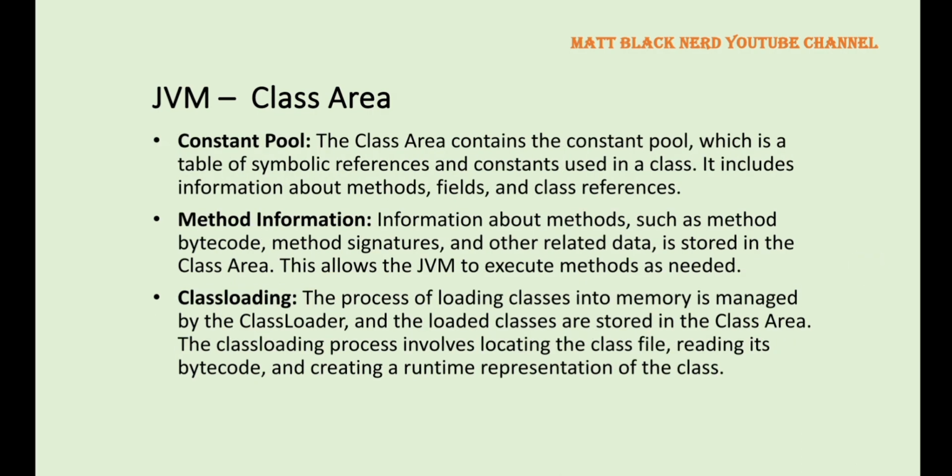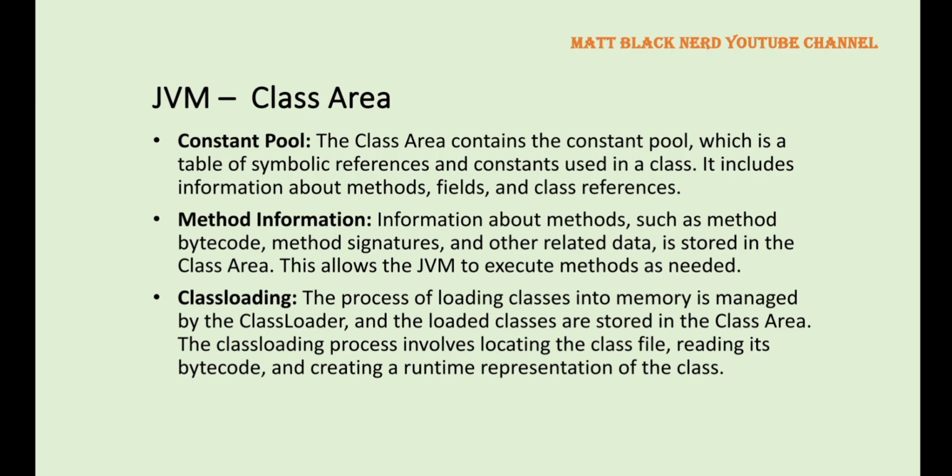Constant pool. The class area contains the constant pool, which is a table of symbolic references and constants used in a class. It includes information about methods, fields, and class references. Method information. Information about methods, such as method bytecode, method signatures, and other related data, is stored in the class area. This allows the JVM to execute methods as needed.